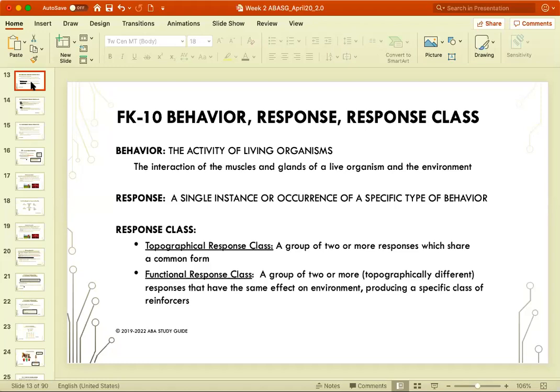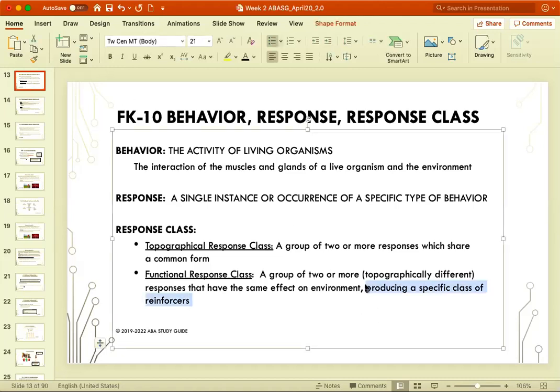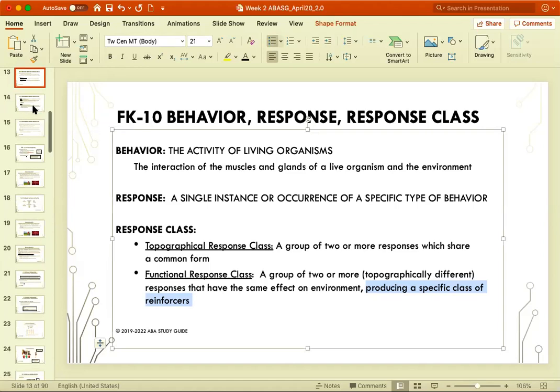So I have 2 behaviors, 2 responses that are topographically different. I have kicking and hitting, but they produce attention. They produce socially mediated positive reinforcement. That is the effect in the environment that they have, and that is a specific class of reinforcer that kicking and hitting both produce. That's what makes them members of the same class.